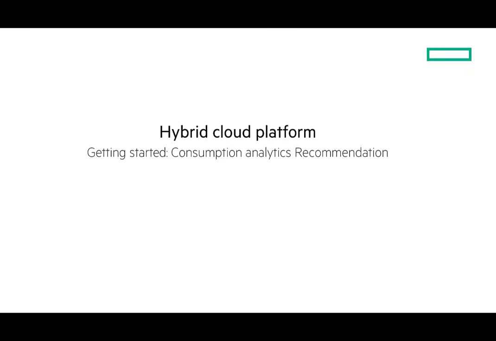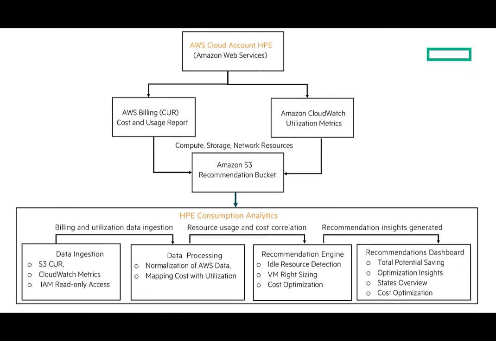In this episode, we will introduce the recommendation feature. It captures resource attributes across Amazon Web Services, Microsoft Azure, and Google Cloud Platform and normalizes them into a common data model for cross-platform analytics and better FinOps decisions. Let's take a quick look at how public cloud data flows into HPE Consumption Analytics to generate recommendations.